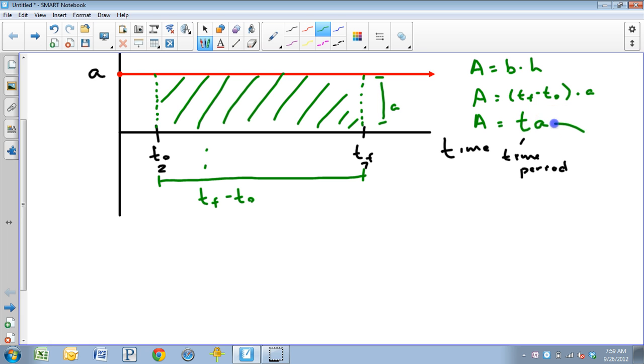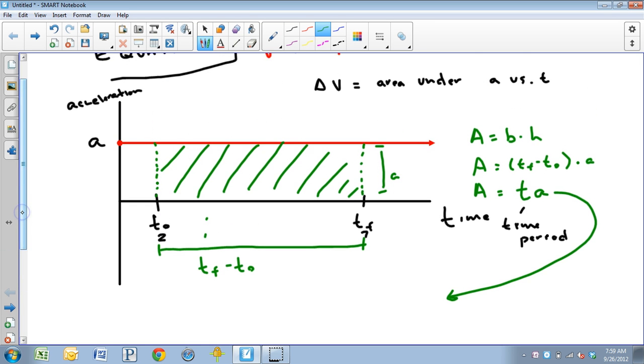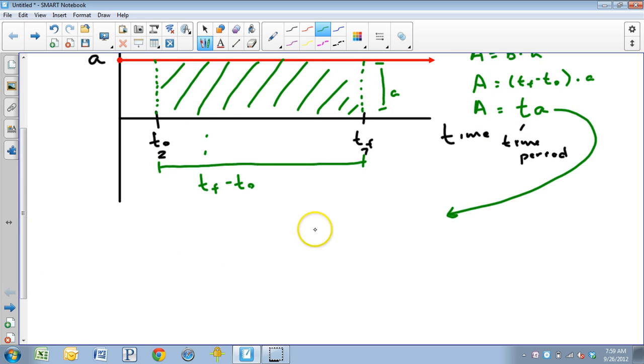Now, how does that help us? Well, if we know that our area is equal to the change in velocity that we see up here, then we can say now that our change in velocity, delta v, is equal to a times t. And as we mentioned yesterday in class, the delta v doesn't give us a whole lot of information about the final velocity. The only way that we can find information about the final velocity is by knowing the initial velocity.